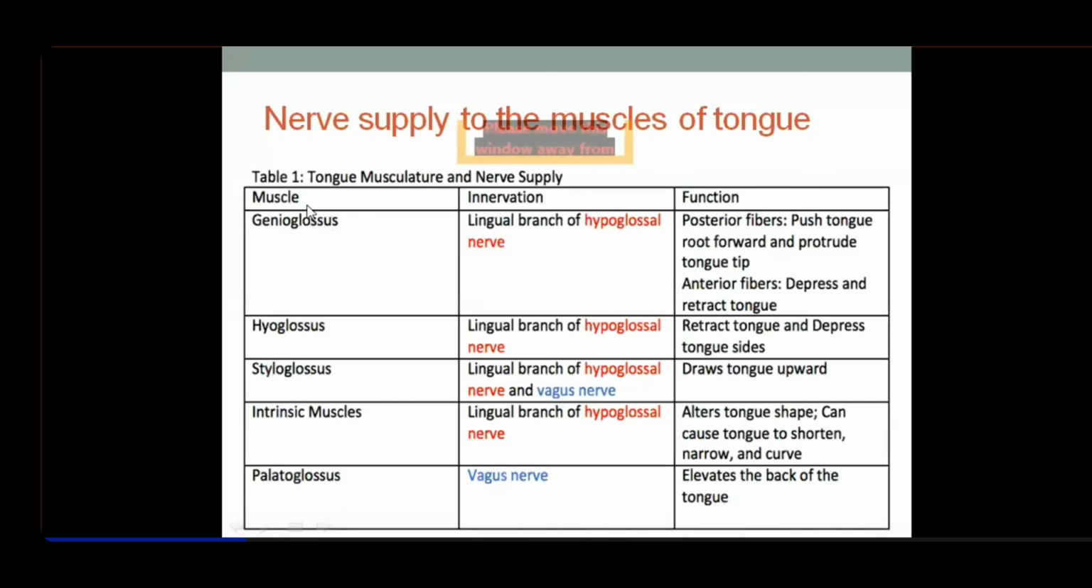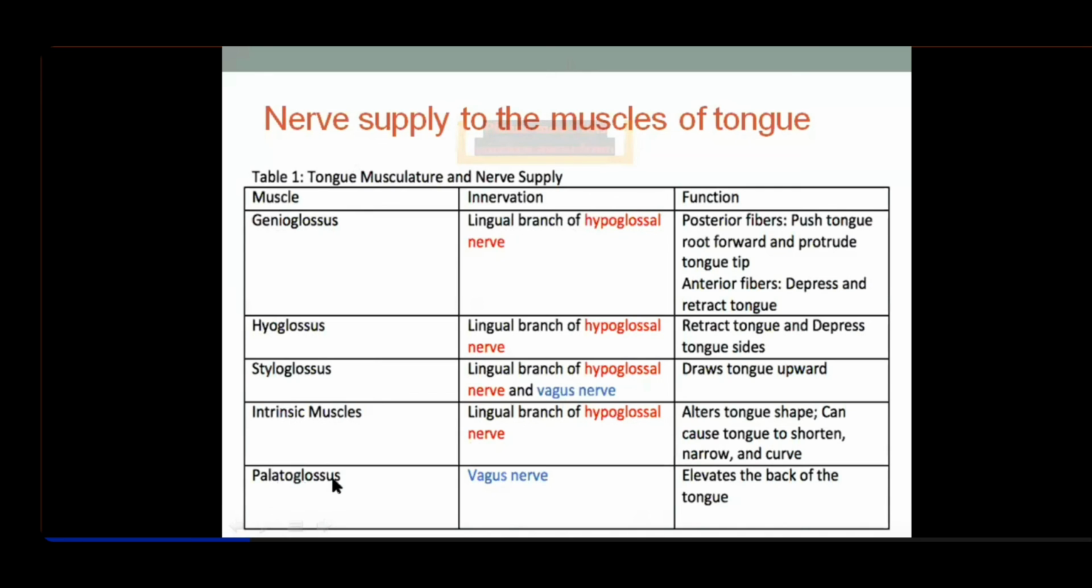I think the tongue must have been taught to you. So these are the Genioglossus, Hyoglossus, Styloglossus, intrinsic muscles, palatoglossus. All the muscles here are the extrinsic muscles. Intrinsic muscles themselves are 4 pairs, right? So fast innervation of these muscles. Remember, the hypoglossal nerve, direct branches, right? From the hypoglossal nerve nucleus it will supply Genioglossus, Hyoglossus, Styloglossus, and intrinsic muscles.